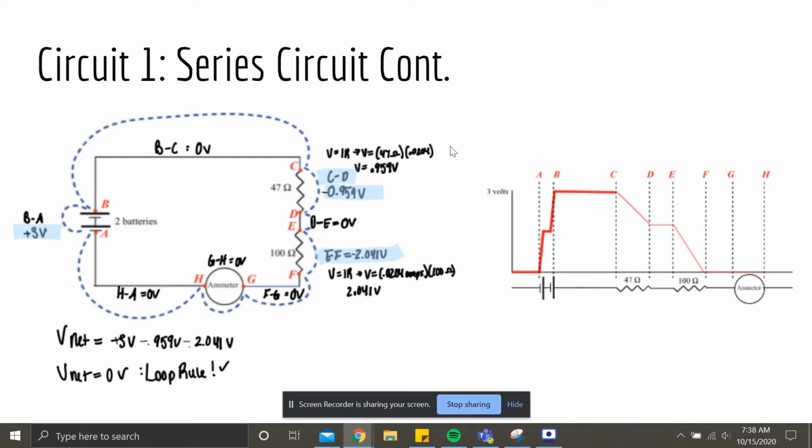As seen, the voltage climbs to 3 volts from the two batteries, that's between A and B, and then drops over the resistors, or between C and D by about 1 volt and between E and F by about 2 volts, after which it reaches 0 volts again.